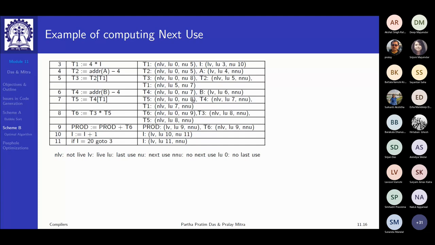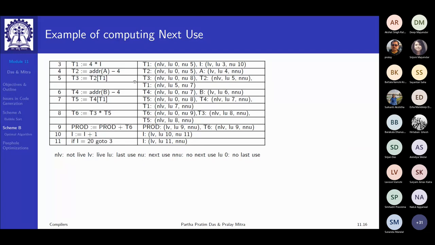So I go back again. I have T4 with last use 7. So next use of T4 is 7. It is defined, so last use is 0. And I have B, which being a program variable will be live. It has no use so far, so next use is not there. And it is used in this instruction, so LU 6.